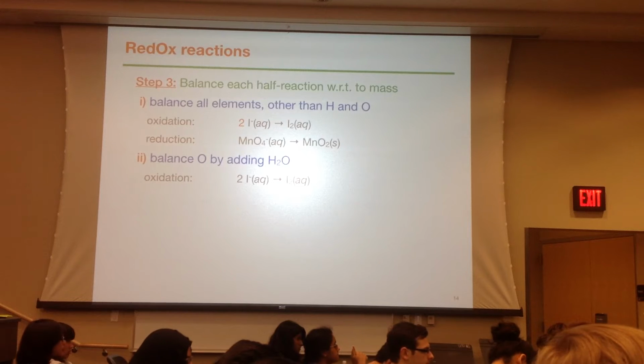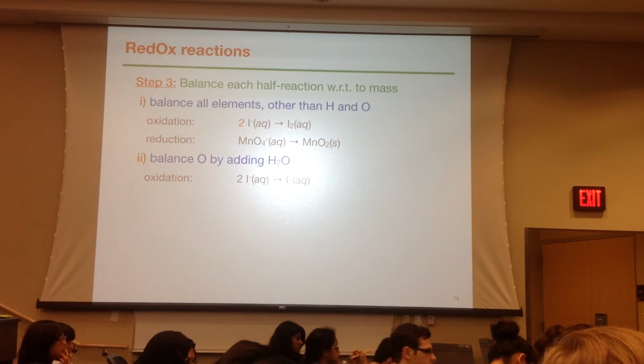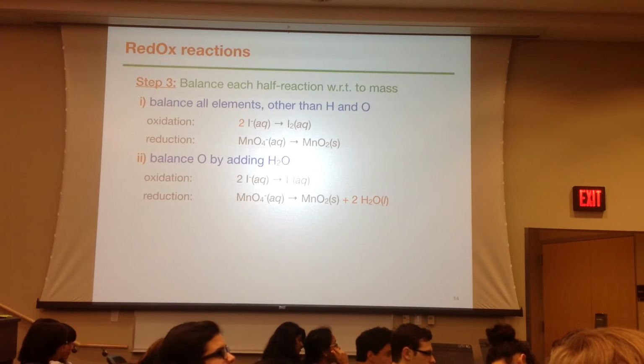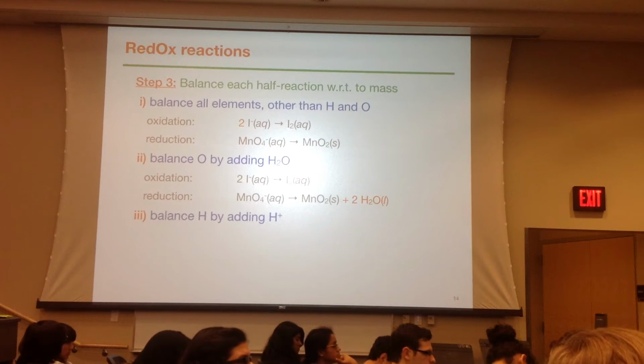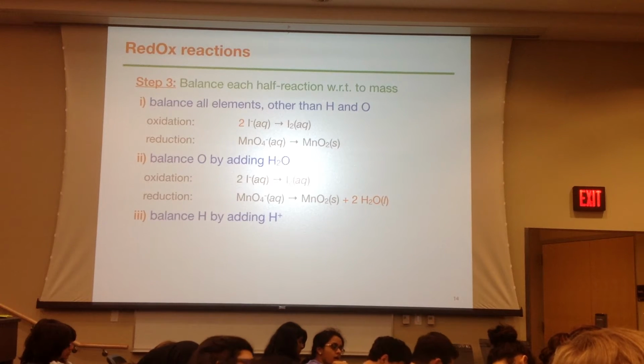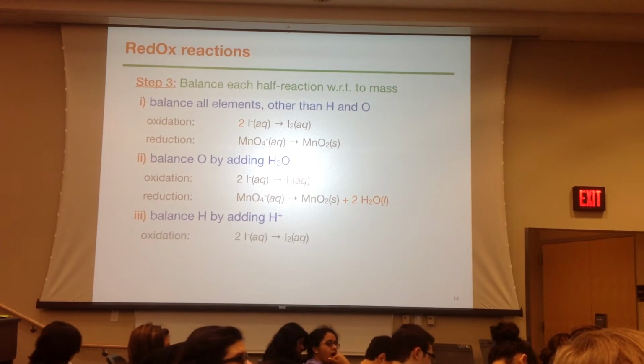Reduction half reaction, I have 4 oxygens on the reactant side. I only have 2 on the product side, meaning I need 2 more on the product side. So I'm going to add 2 waters. Next step, balance any hydrogen by adding protons. I have no protons in the oxidation half reaction, so I do nothing.